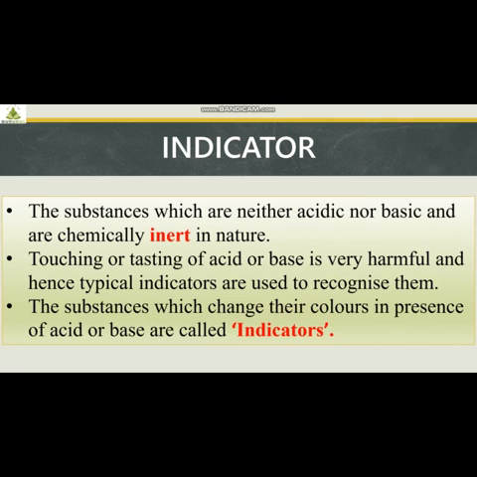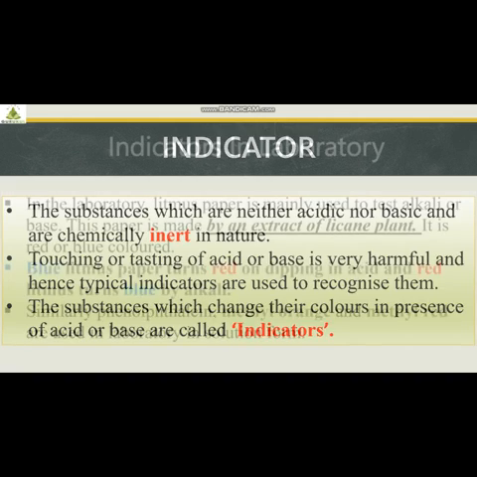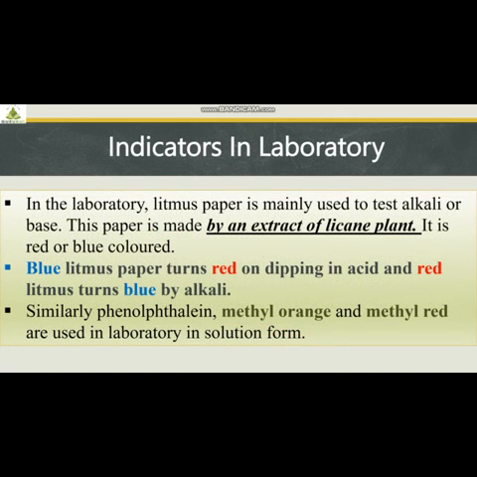Okay. Next slide. Okay. Now indicators in laboratory. In the laboratory, litmus paper is mainly used to test alkali or base. This paper is made by an extract of lichen plant and it is red or blue color. Okay. Blue litmus paper turns red on dipping in acid and red litmus paper turns blue by alkali.